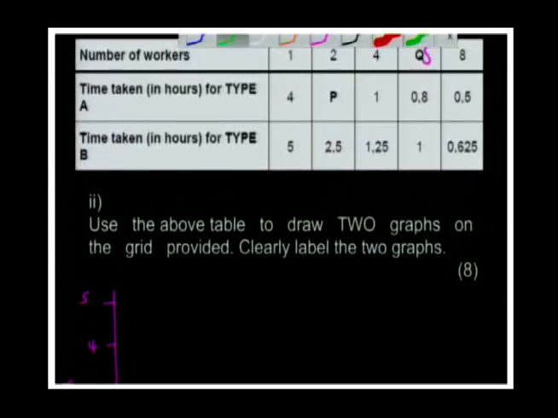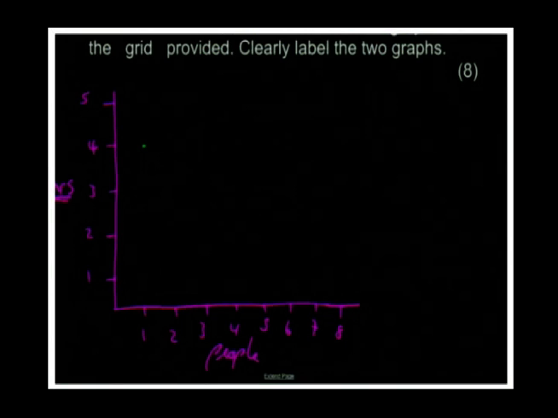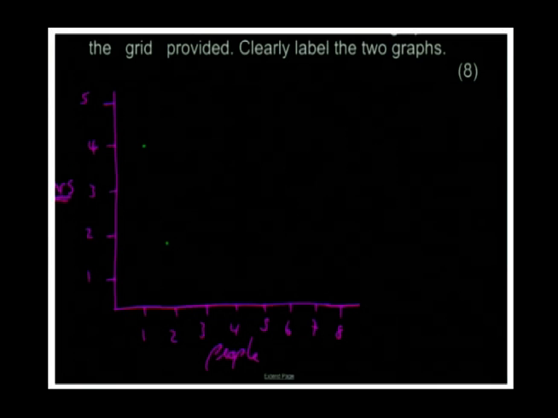Now we're going to work with 2 types of graph. First one I'm going to do in green, and that's our graph A. And we said this, that 1 person is going to take 4 hours, and I'm going to plot that down there. 2 people, we're going to take 2 hours. 4 people, we're going to take 1 hour, and finally 8 people, we're going to take half an hour.